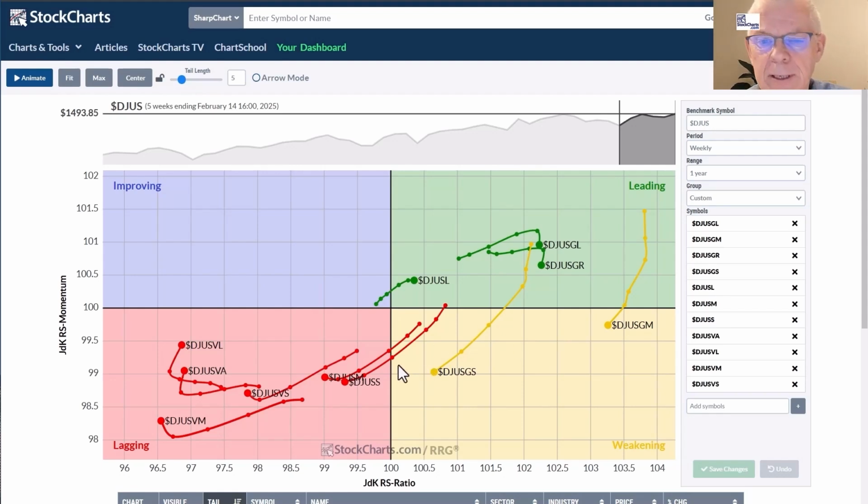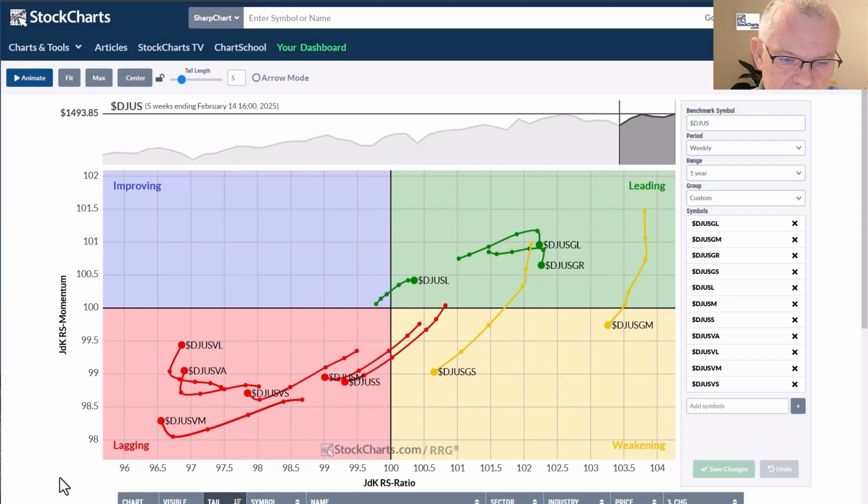And what you see here is interesting. Inside the leading quadrant, we see Dow Jones US large cap. This is large cap growth. This is growth. This is small cap growth, and this is mid cap growth. So everything on the right-hand side is growth, and predominantly, so in the leading quadrant, it's large cap growth. So large caps in general are doing well, and growth in general is doing well.